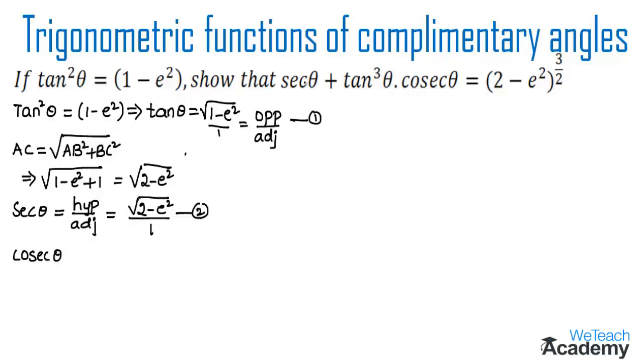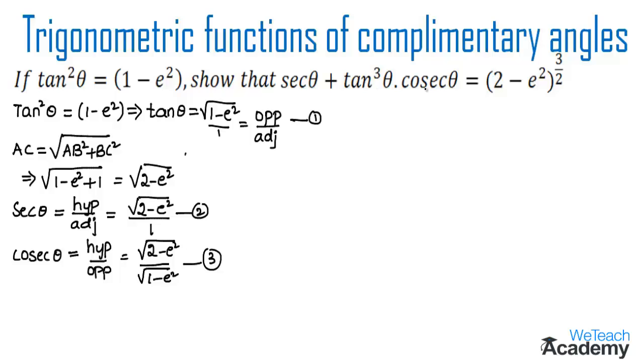And now let us find the value of cosecant theta. So the value of cosecant theta will be equal to hypotenuse side by opposite side. So the value of the hypotenuse is under root 2 minus E square divided by the value of the opposite side, which is under root 1 minus E square. And now let us name this as equation 3. And now let us substitute all the values here so that we get the result.